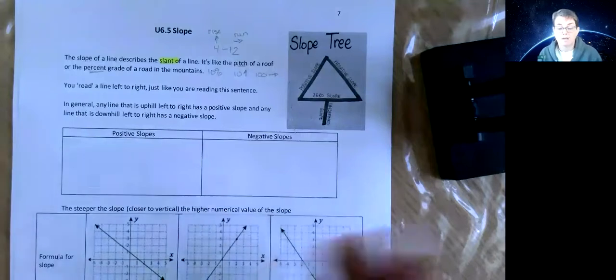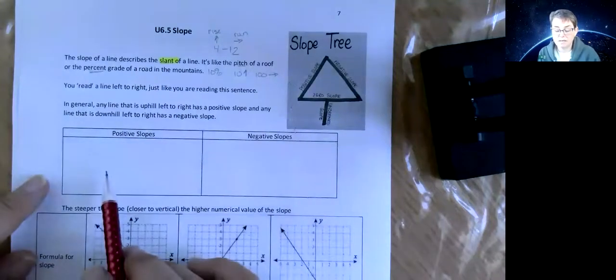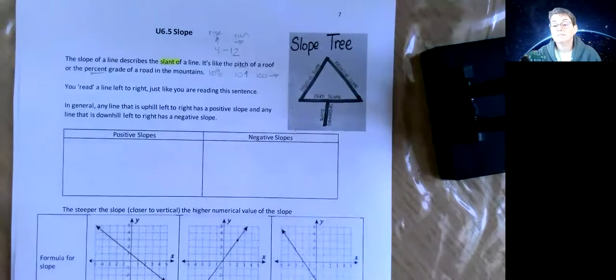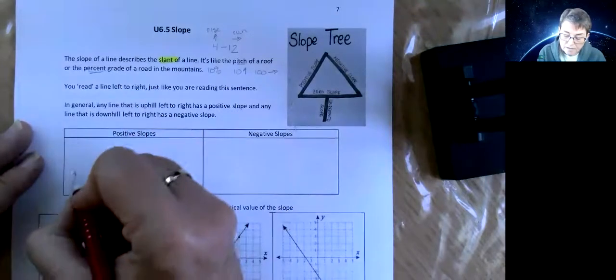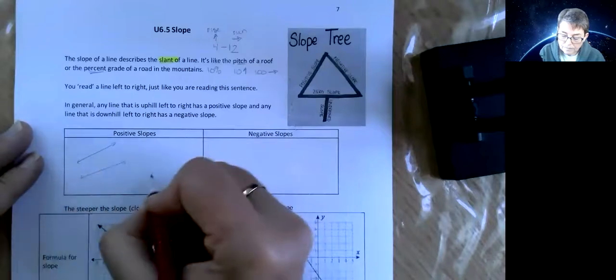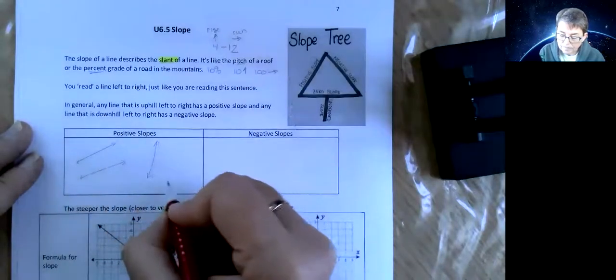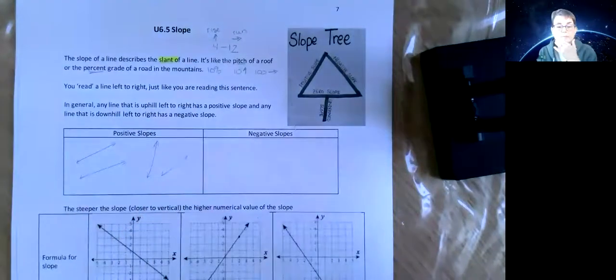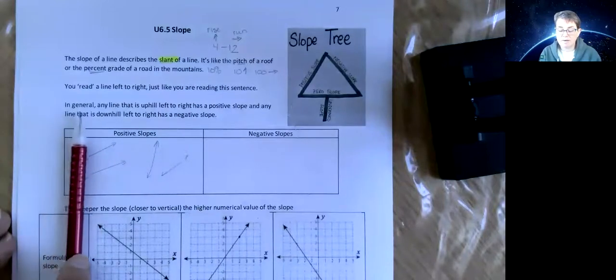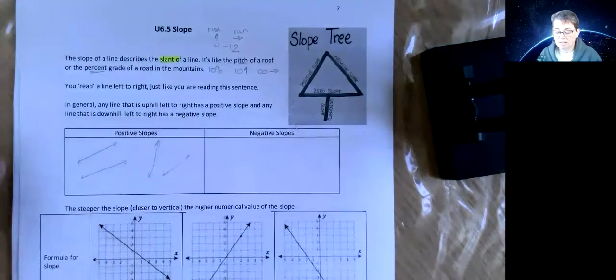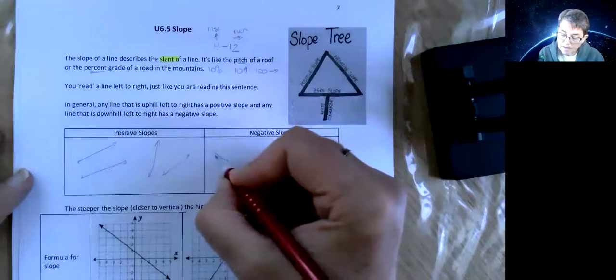In general, all I want you to do is draw some lines right here that have positive slopes. Do it now. It can be really steep. As you read in this direction, if you're a little bug, you have to go uphill, and that's a positive slope. Obviously negative slopes would be lines that go downhill.